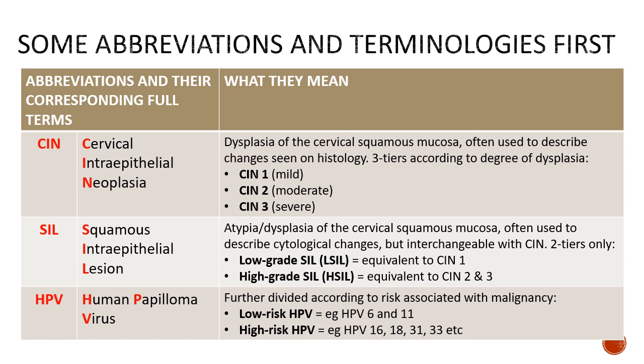which corresponds to mild, moderate, and severe dysplasia. So that's the first one. The second one is SIL, squamous intraepithelial lesion, which also denotes atypia or dysplasia of the cervical squamous mucosa. It is often used to describe cytological changes, but it is interchangeable with CIN.